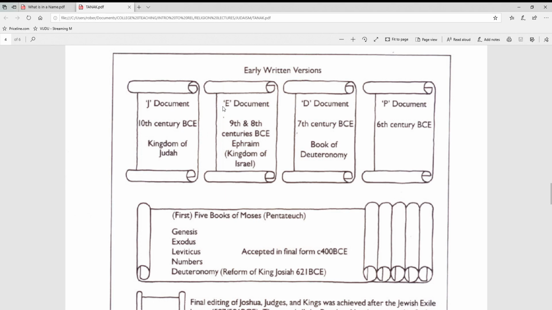The E school preferred Elohim for the divine, God, so around 900, 800 BC, and they wrote in the north. The D school wrote the book of Deuteronomy around 620, 600 BC, and then the P school, the priestly school, wrote around 500 BC. So they were the latest, the most recent, and so they served as the final editor or redactor.